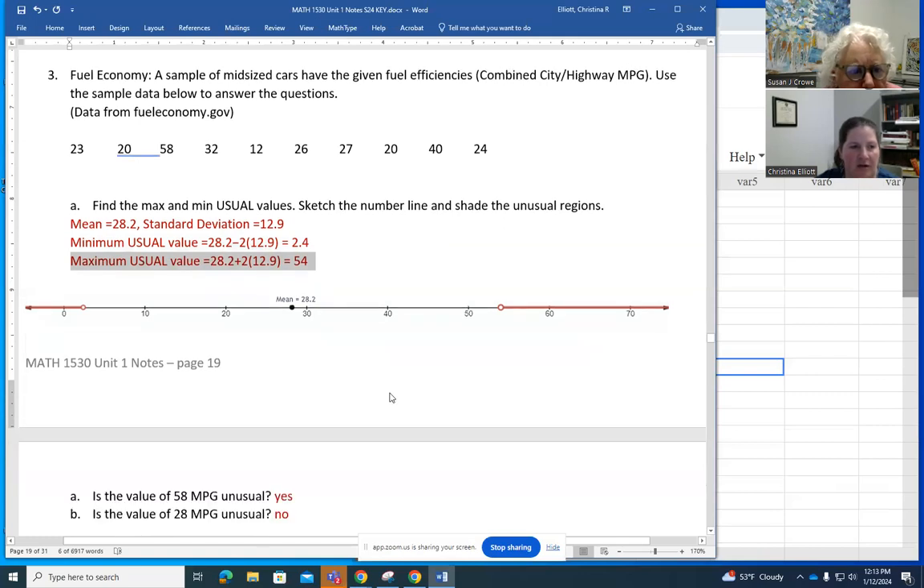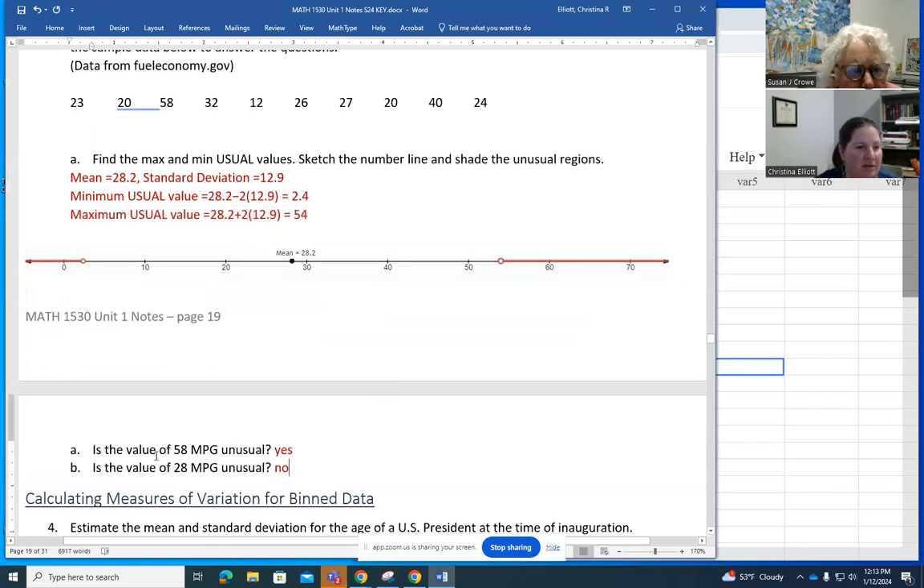All right. So using that, is the value of 58 miles per gallon unusual? Yes, it is, because it's more than 54. It's more than 2 standard deviations above the mean. So those red arrows that you have on that number line, from 54 on up, are where the unusual values would be. And the usual values would be between that lower arrow and that upper arrow on that number line, because they're closer to the mean. Therefore you would expect them.